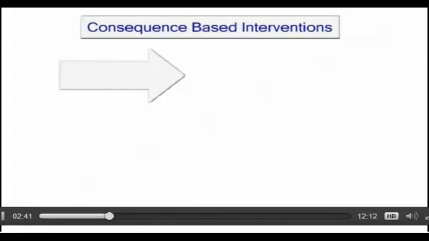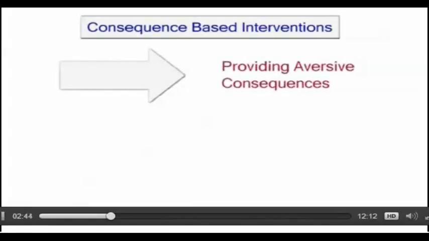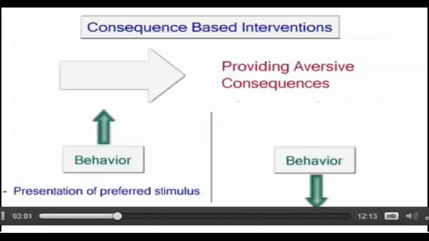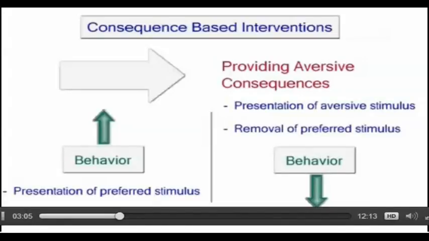Consequence manipulations for problem behavior may also include providing aversive consequences contingent on the occurrence of problem behavior. Recall that behavior is strengthened when it is followed by the presentation of a preferred stimulus or removal of an aversive stimulus. Likewise, behavior is weakened when it is followed by the presentation of an aversive stimulus or removal of a preferred stimulus. As a result, the child is not motivated to respond when the consequence for the problem behavior is unfavorable to the child.